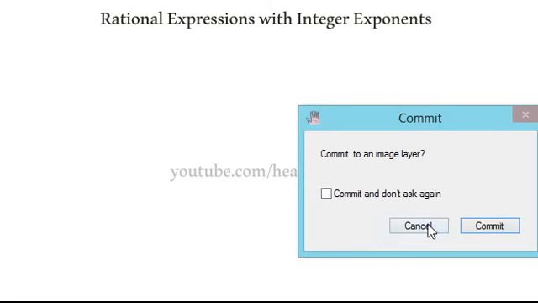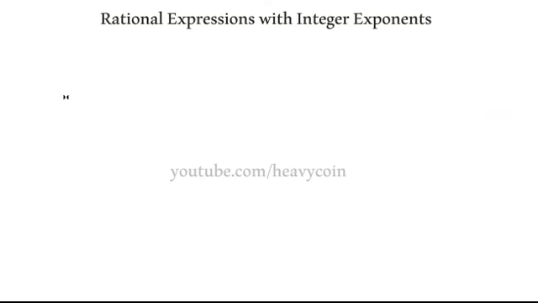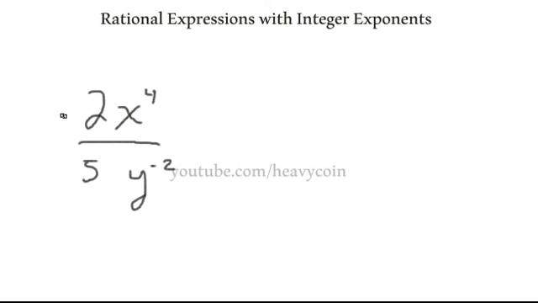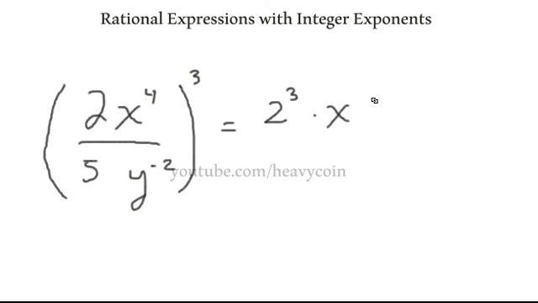Let's see here. Two x to the 4th over 5 y to the negative 2, and this is all raised to the 3rd. So this becomes 2 to the 3rd times x to the 3 times 4 is 12, over 5 to the 3rd, and y to the negative 2 times 3 is negative 6.